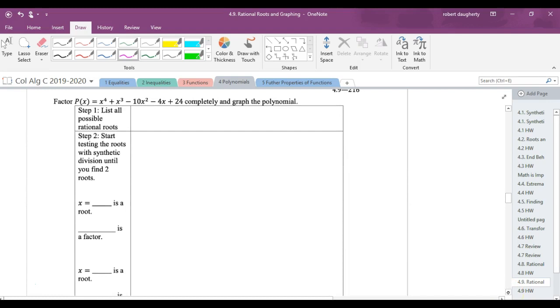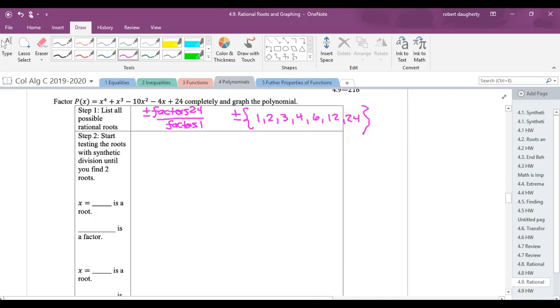Okay, let's look at this example. This is a big one, about as hard as they get. I've got a fourth degree polynomial. Synthetic division is going to have to work how many times to get it down to a quadratic? Twice. I've got to get two roots. So what are all the possibles? The possibles are going to be plus or minus factors of 24 divided by the factors of 1. That makes it a little bit easier. So it's plus or minus 1, 2, 3, 4, 6, 12, 24.